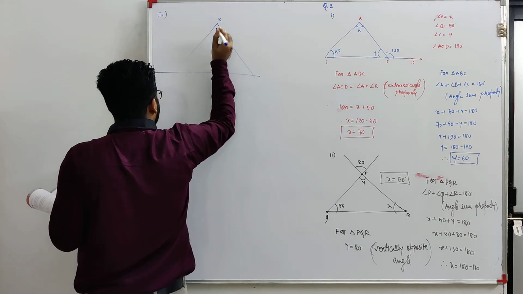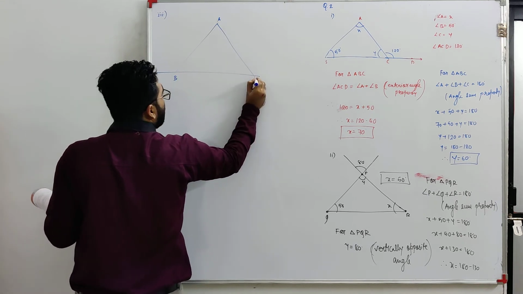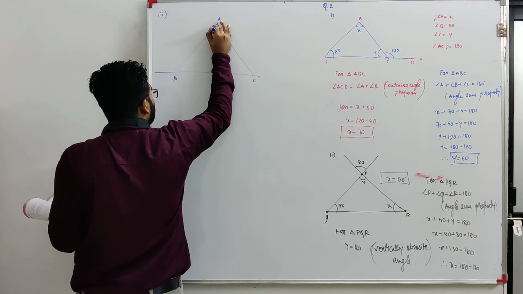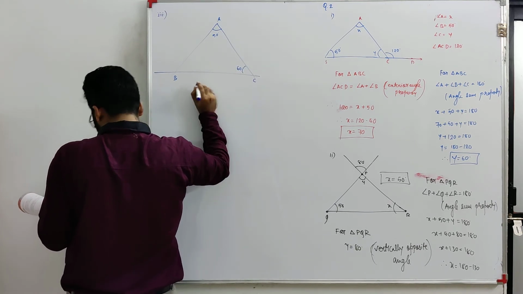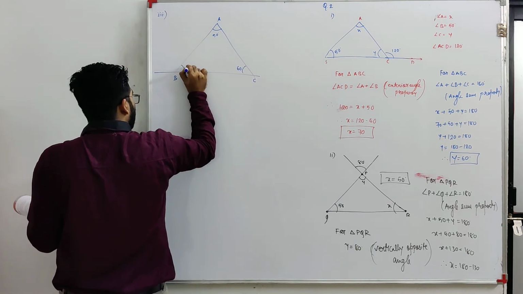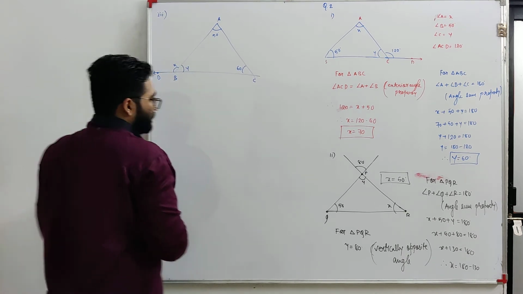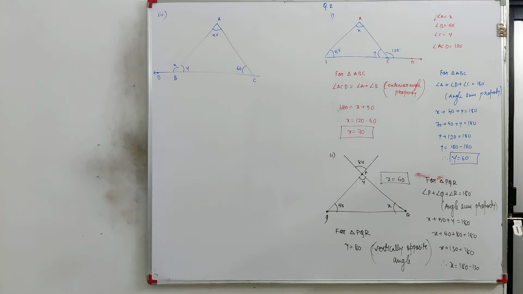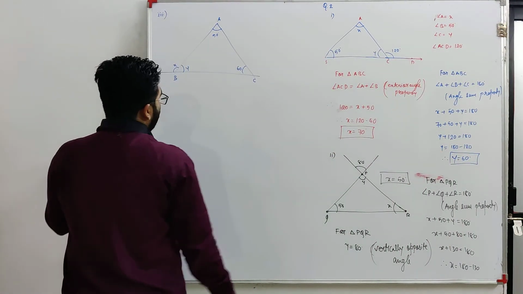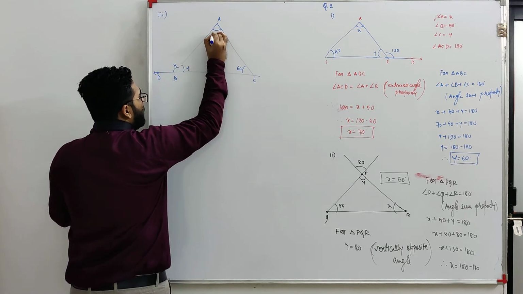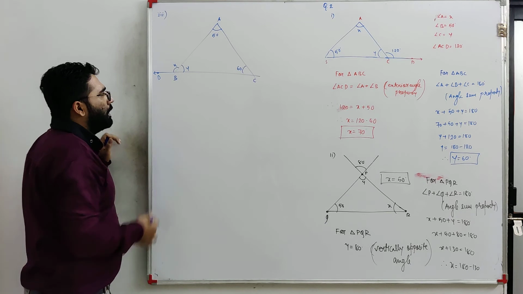Here I am mentioning it as A, B and C. This one is 50 degrees. This one is 60 degrees. Here it is Y. Here it is X. And this one I mention as Z. Now I want to find X and Y. It is easy to apply the exterior angle property instead of using the angle sum property.